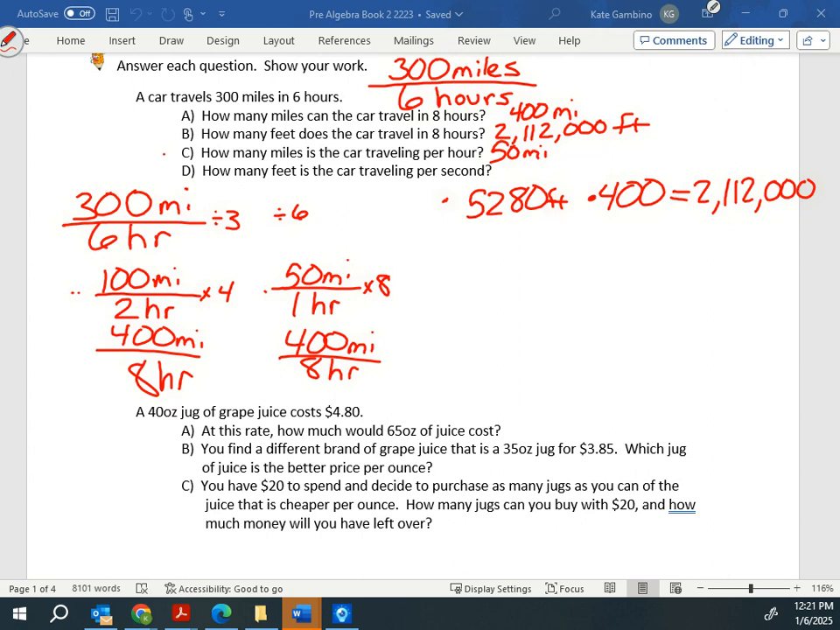Natalie? There is that number, 2,112,000 feet in the photo, in how many hours? 8. In 8 hours. Well, I need to go from hours to what? Seconds. So how do I go from those 8 hours to seconds?